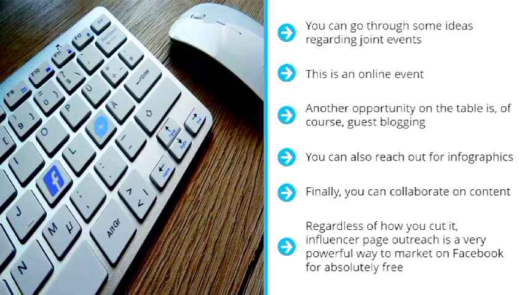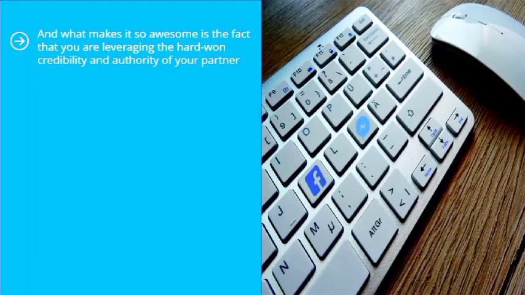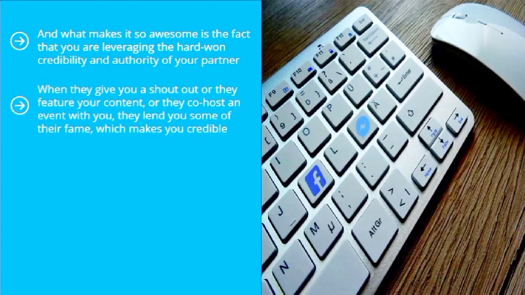Regardless of how you cut it, influencer page outreach is a very powerful way to market on Facebook for absolutely free. Seriously, your only investment is your time. And what makes it so awesome is the fact that you are leveraging the hard-won credibility and authority of your partner. They've been there before. They put in the work and the time to develop a rapport and a solid brand with the people that follow them. When they give you a shout-out or they feature your content, or they co-host an event with you, they lend you some of their fame, which makes you credible.